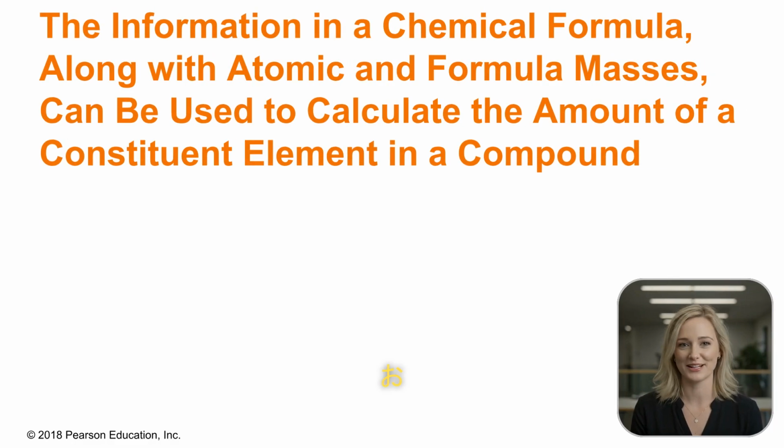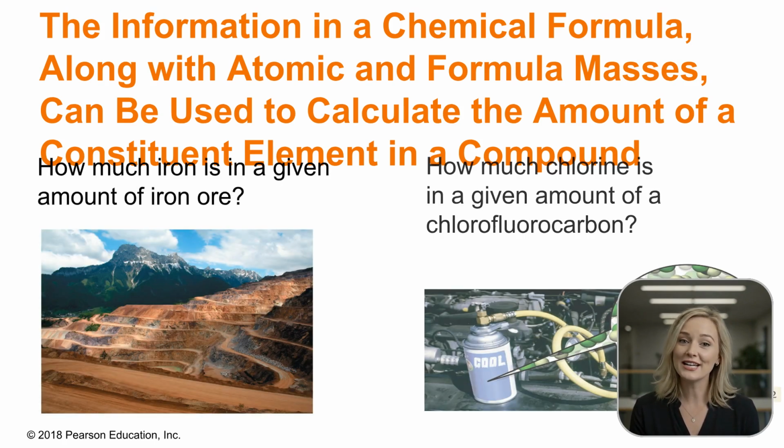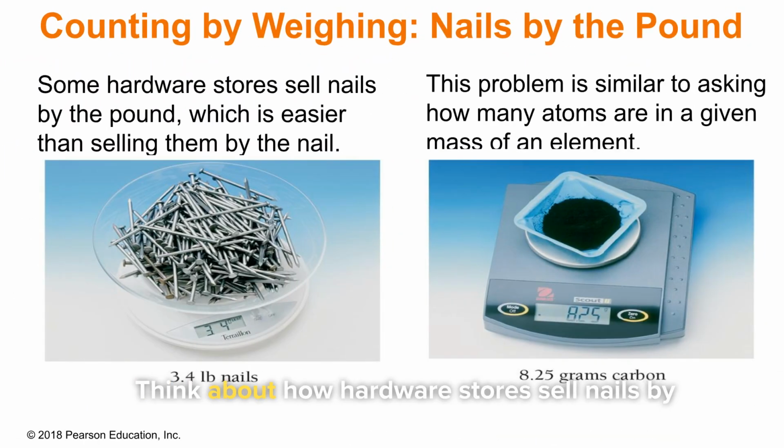By using chemical formulas alongside atomic and formula masses, we can accurately determine the amount of a constituent element, such as finding how much iron is in iron ore, or chlorine in a chlorofluorocarbon. Think about how hardware stores sell nails by weight. Weighing them is much more efficient than counting each one. Chemistry uses a similar principle to count atoms in a given mass of an element.